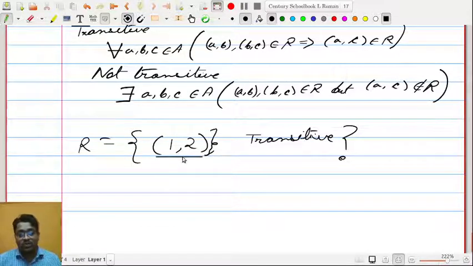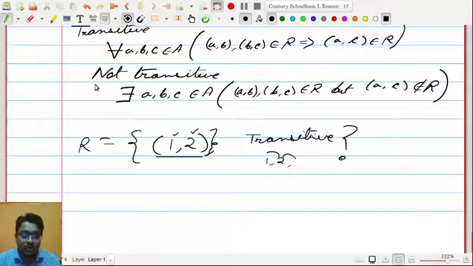If I want to argue that it's not transitive, then what I have to do? I have to find elements, say A, B and C, such that AB and BC are inside this relation, but AC is not there inside the relation. So can you find such 3 elements? We cannot find, because the ordered pairs have only 2 elements in one of the ordered pair. So I cannot find something like 1 2, 2 3 such that 1 and 2 are related, 2 and 3 are related, but 1 and 3 are not related. So we cannot find such A, B, C.